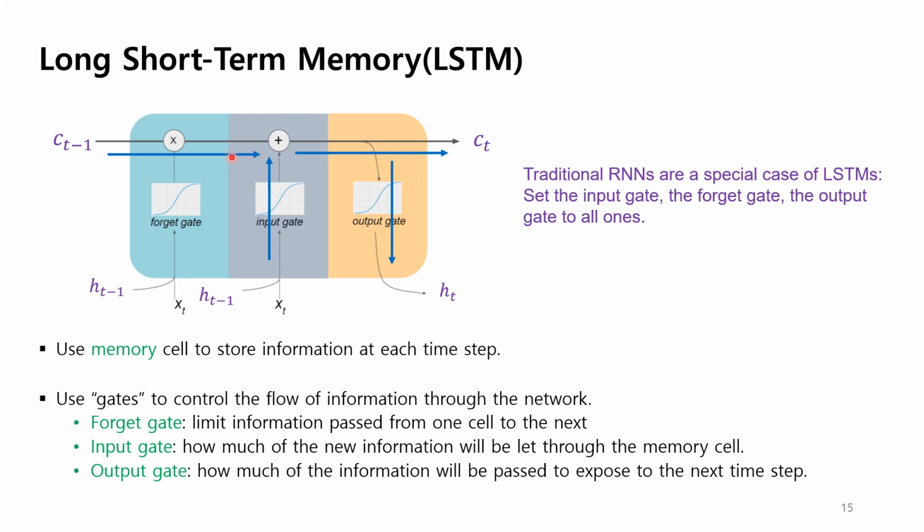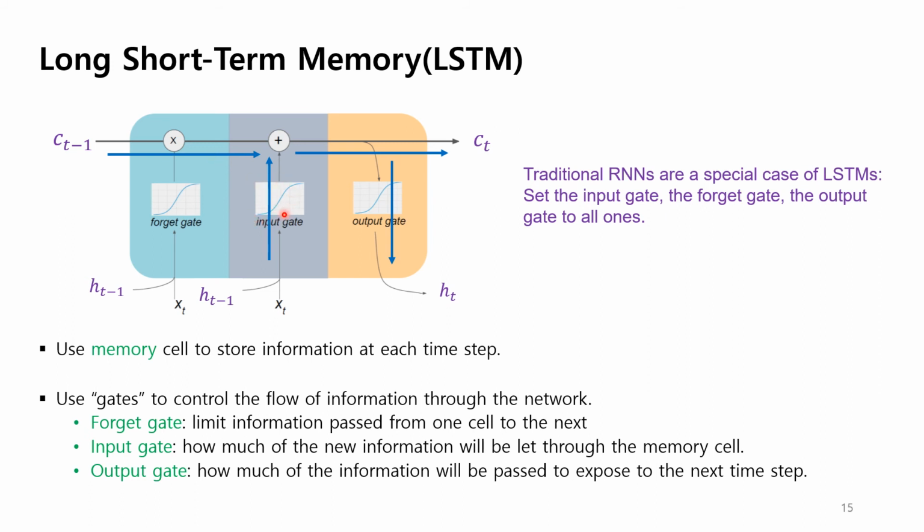So if the forget gate is 0, no information passes through here. This becomes 0, regardless of the value of the memory cell. The memory value used here is 0. And if the forget gate is 1, this information is given in its entirety. There is no loss here.